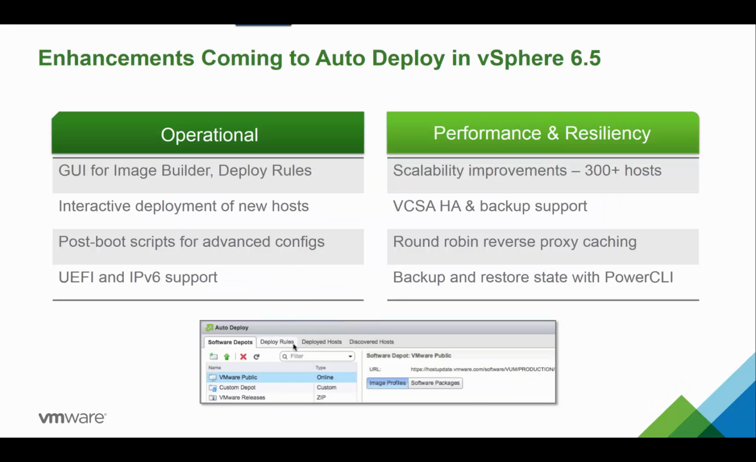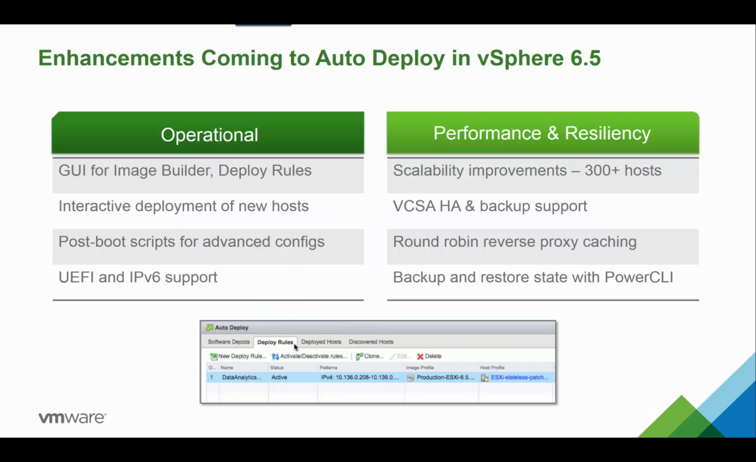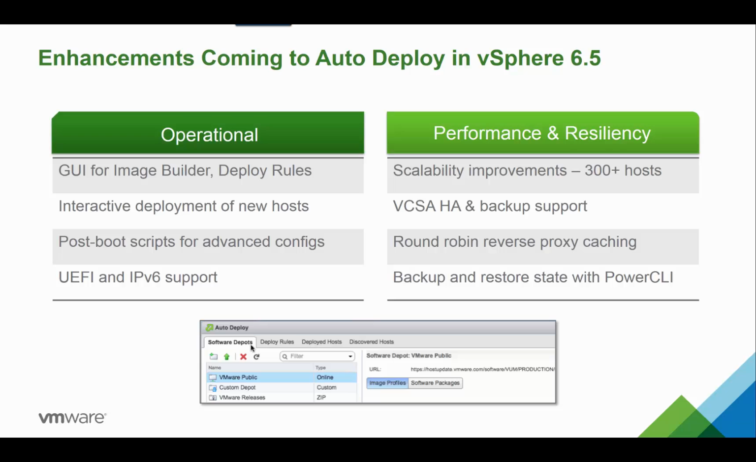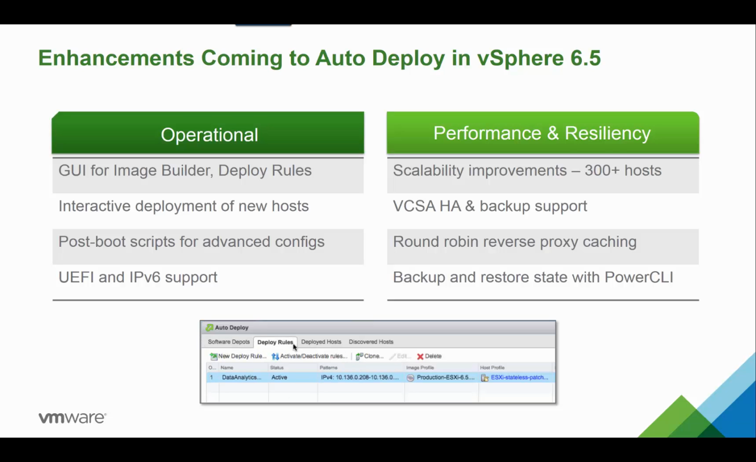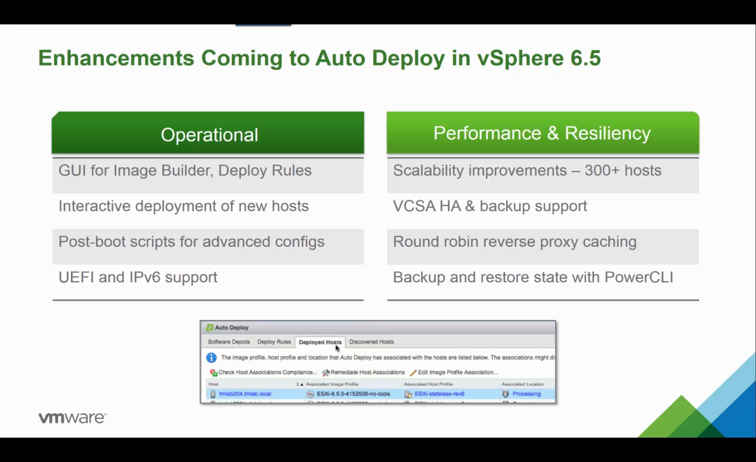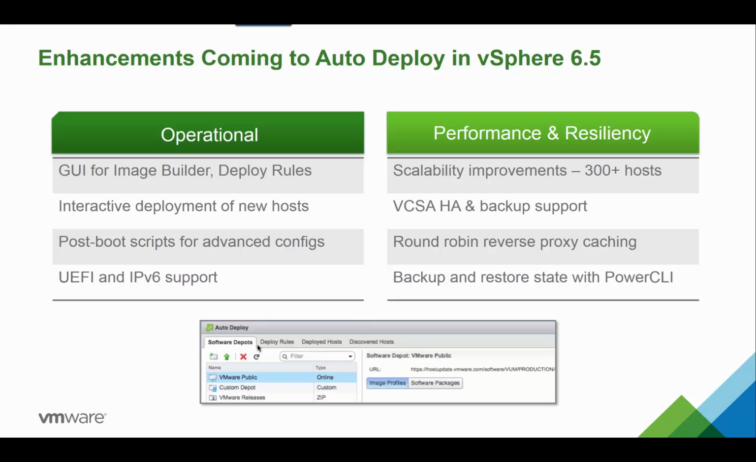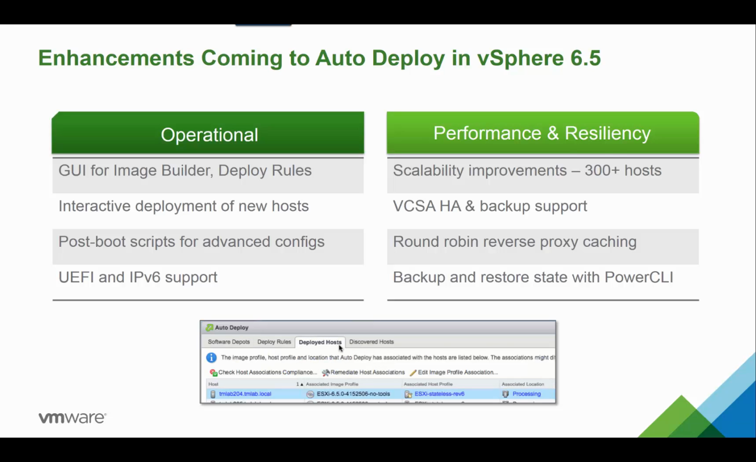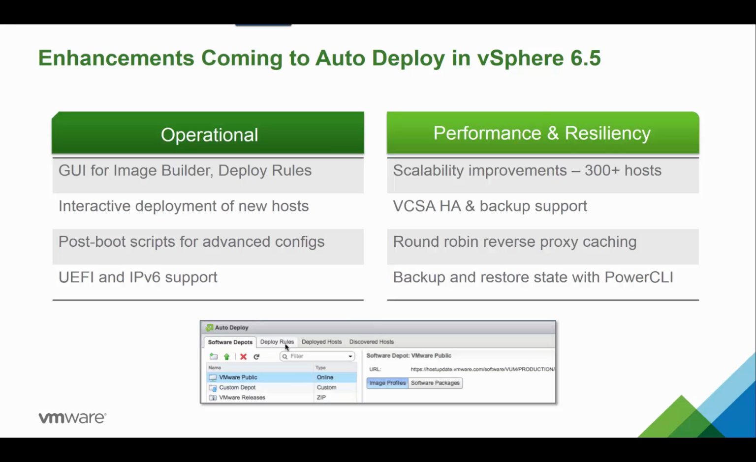For enhancements related to auto deploy in vSphere 6.5, from the operational perspective, there is an enhanced graphical user interface for image builder and the deploy rules. It also has post-boot scripts for advanced configurations, as well as some other improvements. From a performance and resiliency standpoint, there have been scalability improvements for over 300 hosts. The appliance HA and backup support is included, and round-robin reverse proxy caching is also included.